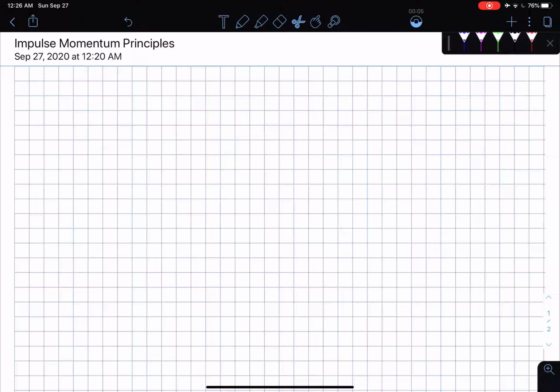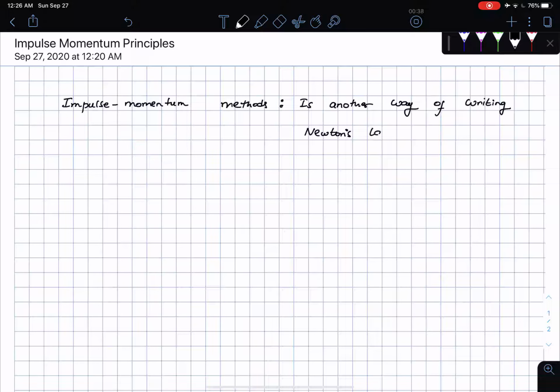So we're going to be talking about impulse momentum principles today. And impulse momentum methods is just another way of writing Newton's laws. Okay, so let me just write that out first. Impulse momentum methods is another way of writing Newton's laws. Even work energy techniques are similar in that sense, because work energy is also a restatement of Newton's law in a slightly different manner.